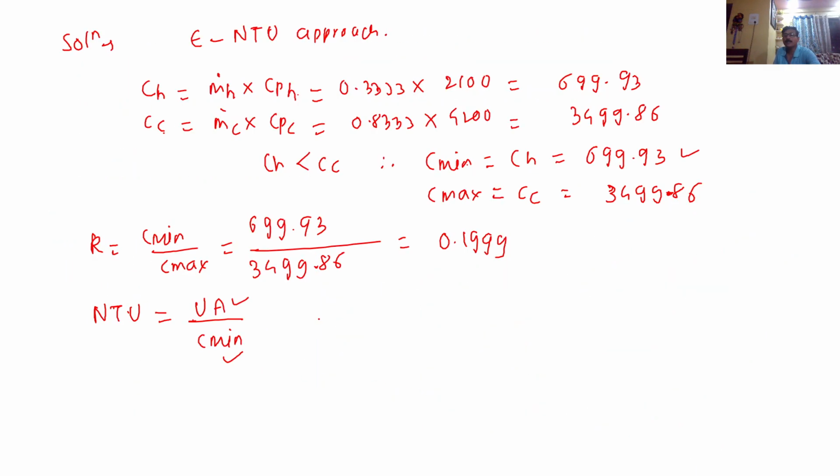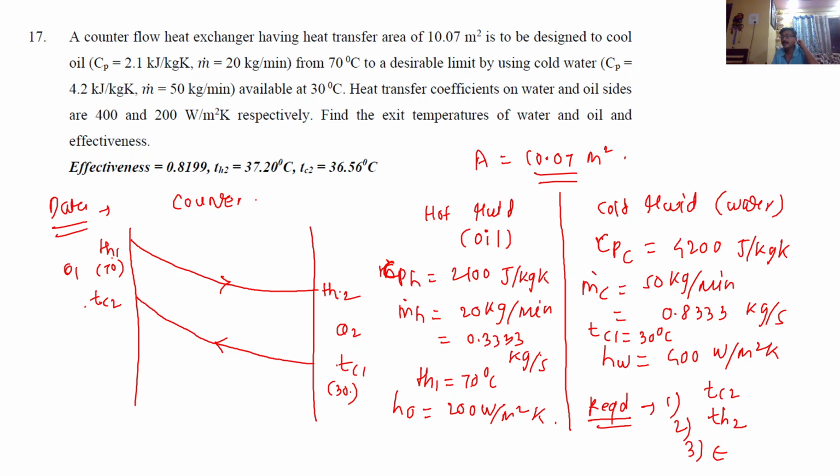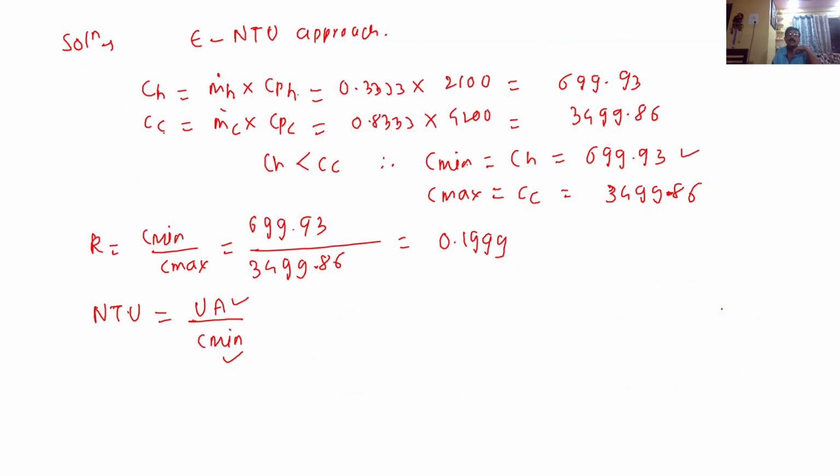Now in the problem, if you look at the data, nothing is given about the tube dimensions. No inner diameter, no outer diameter, no inner radius, no outer radius. Even the thermal conductivity of the tube is not mentioned. So tube data is not given to us, meaning dimensions are not given. In that case, how to calculate U?